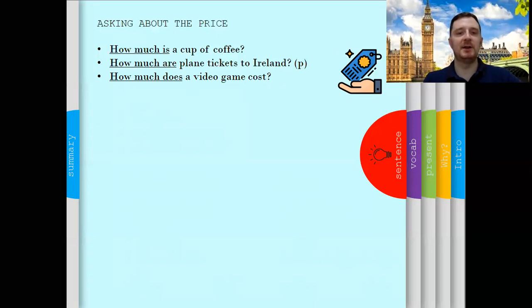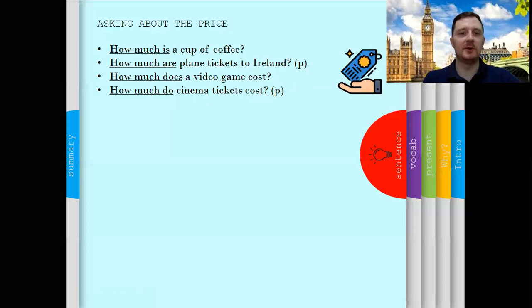And the next example is for plural nouns. How much do? Okay. So you can see here we have a plural noun, which is cinema tickets. So we will say, how much do cinema tickets cost? How much do cinema tickets cost?